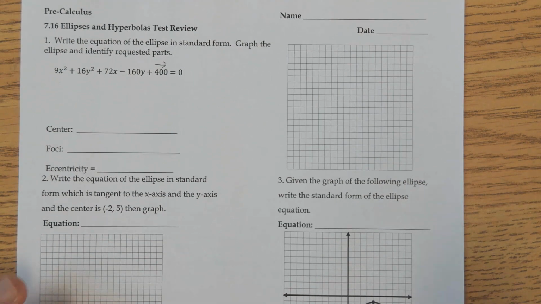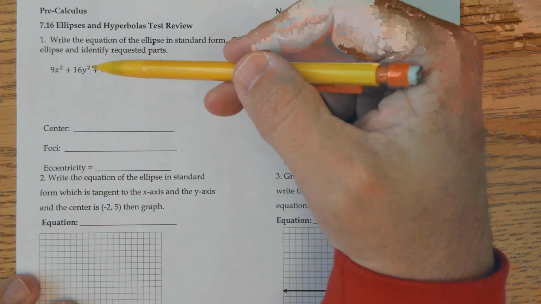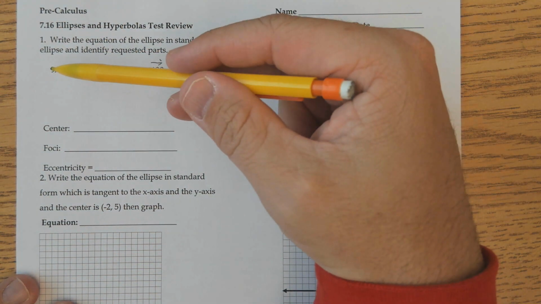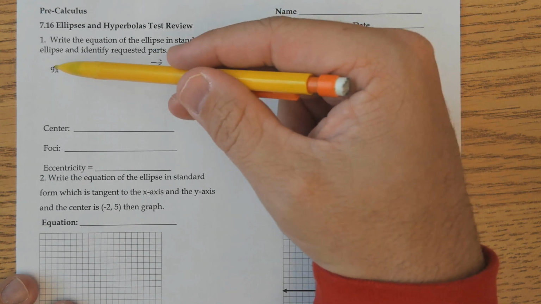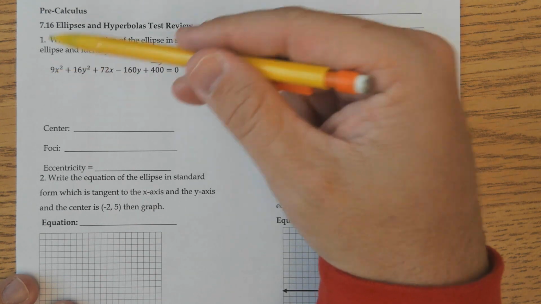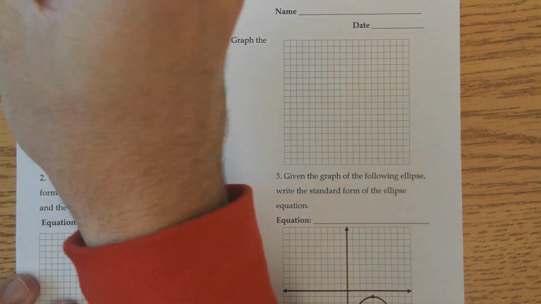All right, so we gotta move that 400 over, and then we need to factor out now. How do I know this is an ellipse? Look at both of the x squared and y squared are positive. If this was a hyperbola, then one of these would be negative. So we're going to organize and factor out. We're going to skip some steps here. This is the test review.